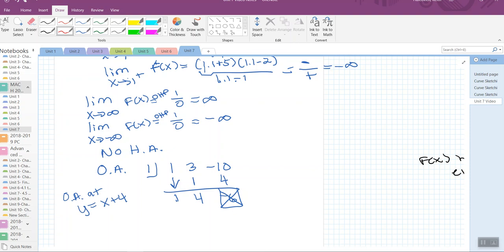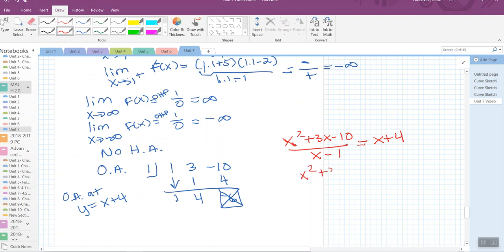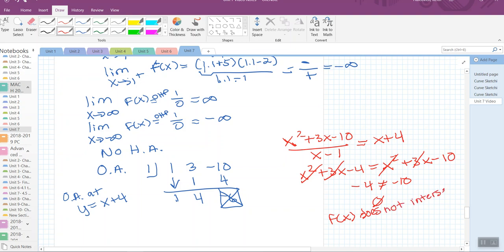So now to see if the function intersects that line, we set (x squared plus 3x minus 10) over (x minus 1) equal to x plus 4. And notice when you cross multiply, you get x squared plus 3x minus 4 equals x squared plus 3x minus 10. Those cancel. Negative 4 does not equal negative 10, therefore there's no solution, which means f of x does not intersect the oblique asymptote.